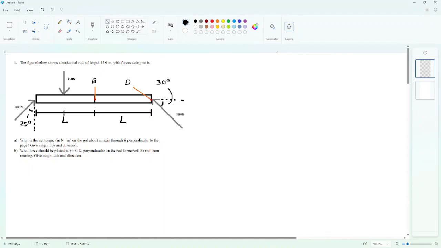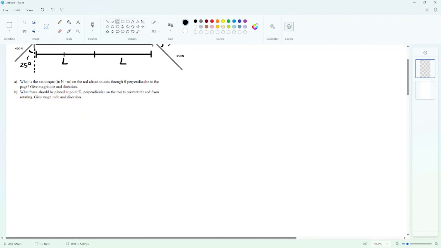The figure below shows a horizontal rod of length 12 meters with forces acting on it. And this is the rod. What is the net torque in Newton meters on the rod about the axis through B, perpendicular to the page? Give magnitude and direction. Let's start with this part, perpendicular to the page. What does that mean? If you've seen my earlier reviews, you'll know what this is. If you haven't, no worries, I'll go over it here.